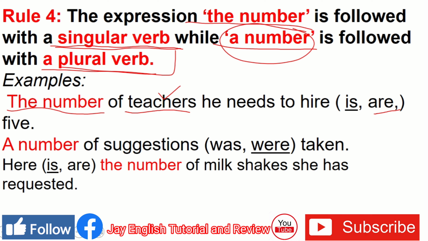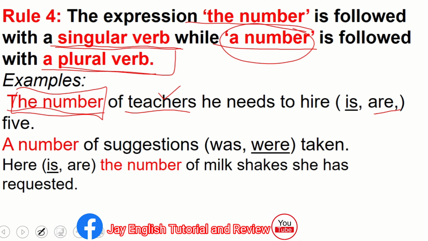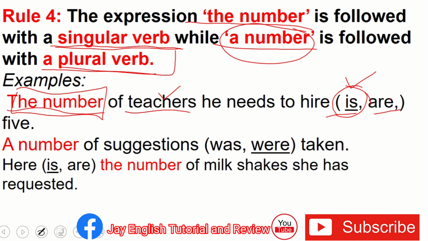Okay? But once you are aware of the rule that the expression "the number" takes a singular verb, then without a doubt, you are going to choose the verb "is" as your answer. Okay? Because of the expression "the number". The number of teachers he needs to hire is 5. So the correct answer is "is". So the word teachers here is just confusing us. But once you know the rule already, then it would be easy for you to pick the verb "is", the singular verb. Another example.